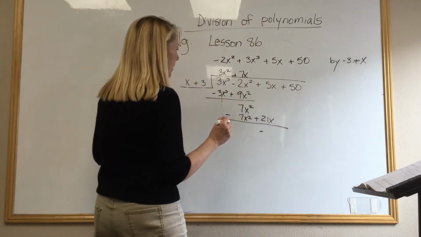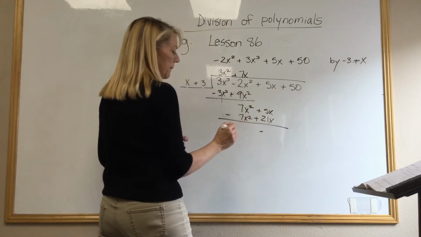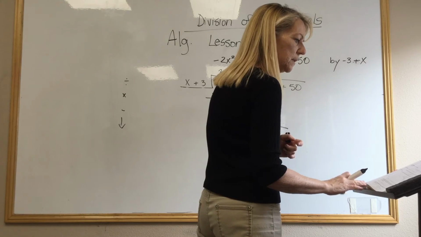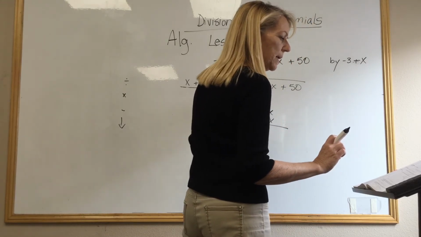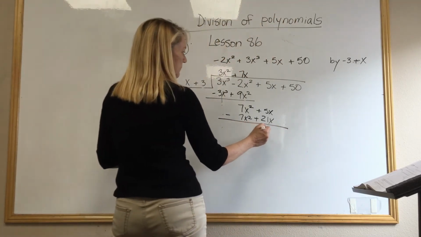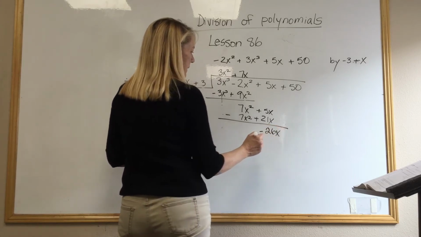Oh, that's why. I need to bring this down first. And then, yes, I did it right. I was just confused. I didn't bring down the 5x. So then I have 26x, negative 26x, and that's my new number.